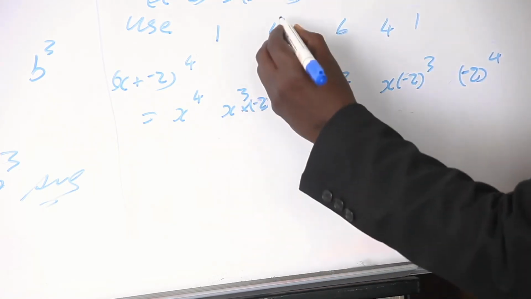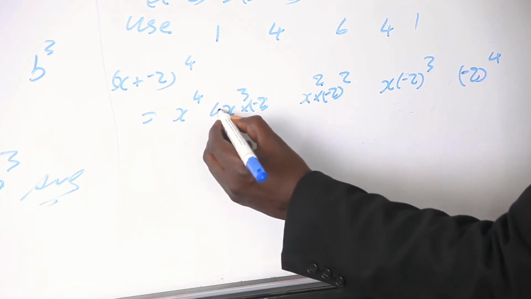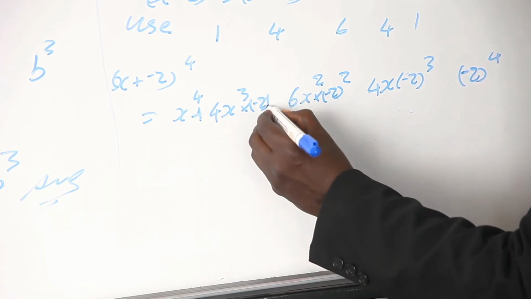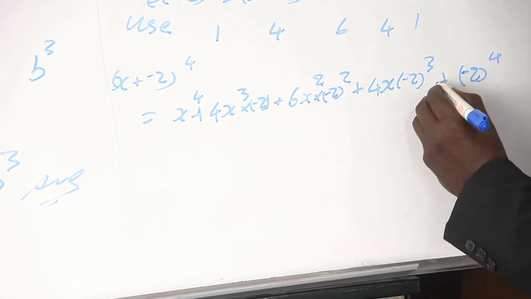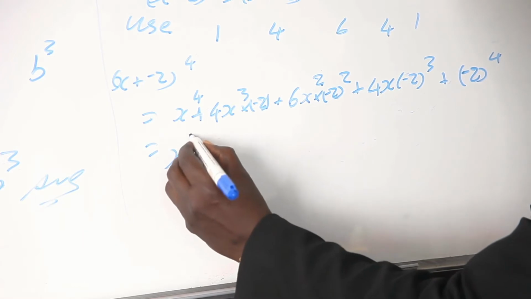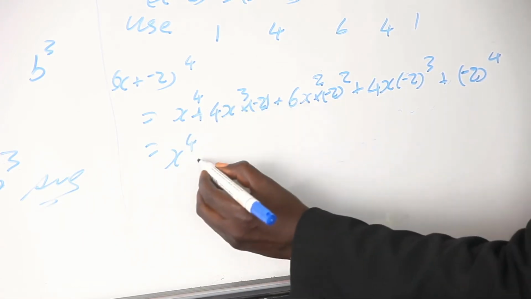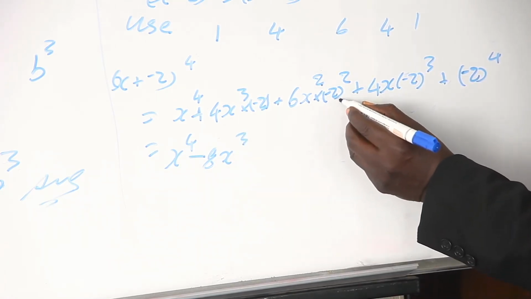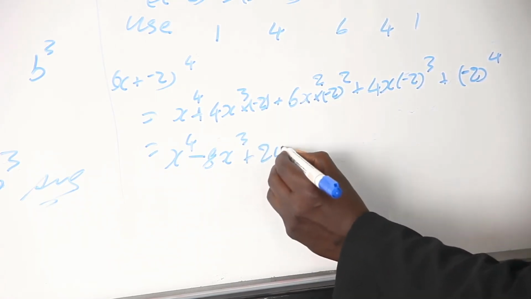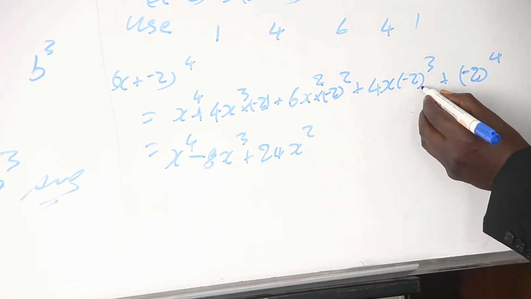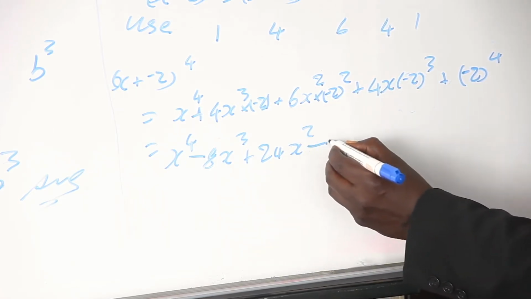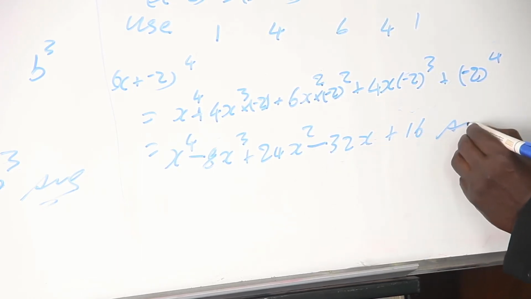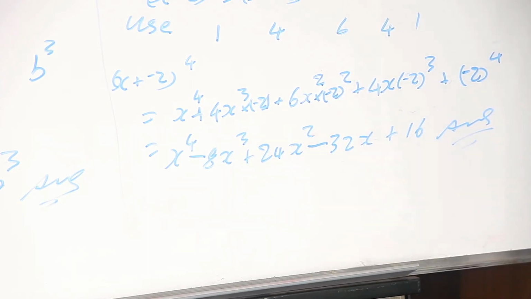Then you insert these values: 1, 4, 6, 4, 1. Then put in the plus signs. And this one gives us x power 4. Then negative 2 times 4, it becomes minus 8x cubed. And then this one is positive 4 times 6, that is 24x squared. Then this one is negative 8 times 4, it becomes negative 32x, then plus 16. And that is the answer to this. That is how we expand.